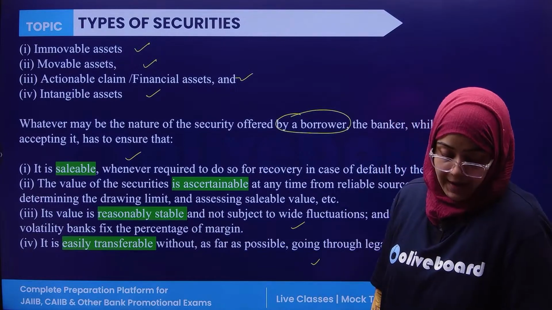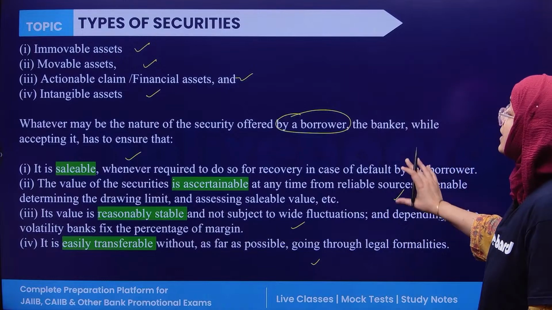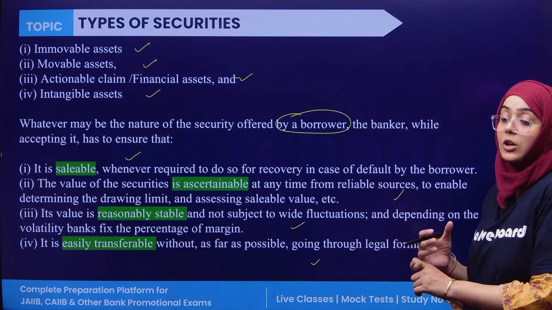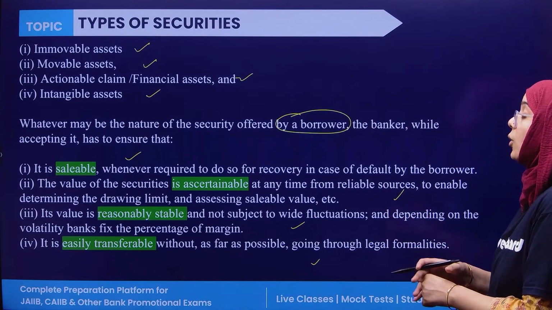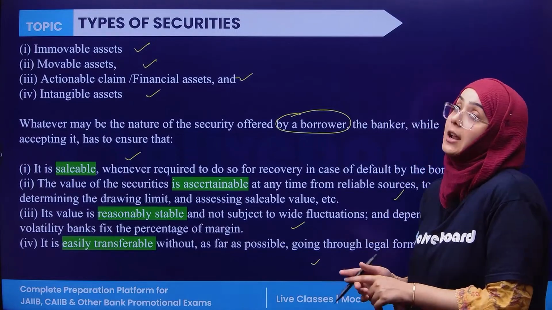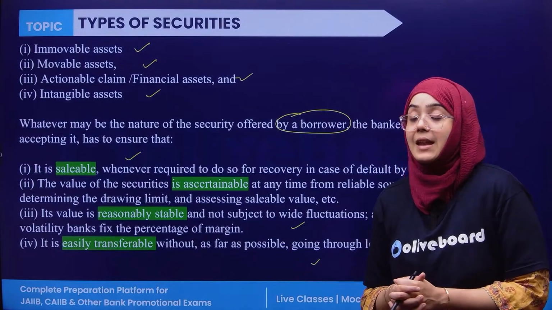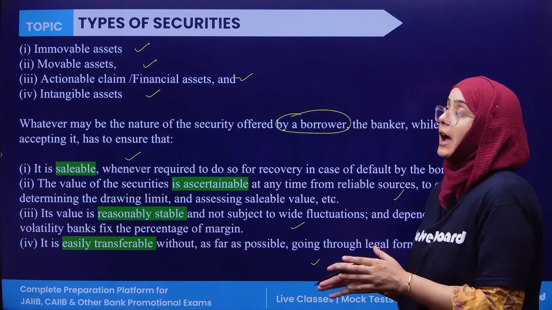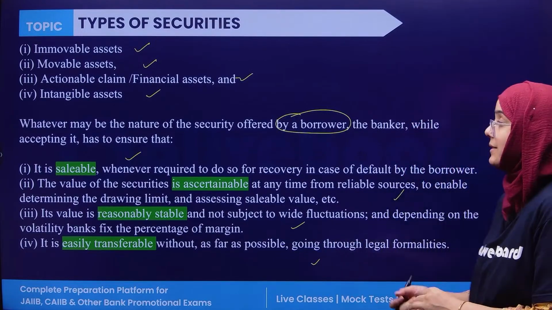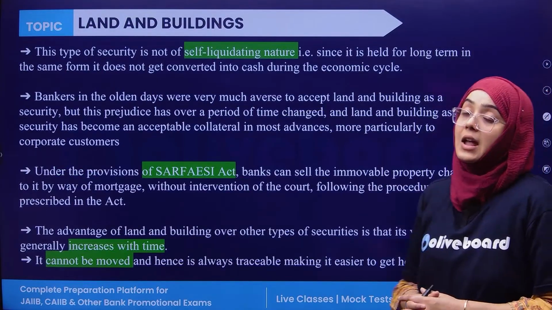So these are the characteristics. You have to learn these characteristics: the security should be saleable, the value of the security should be ascertainable, third, it should be reasonably stable, and fourth, it should be easily transferable without any legal formalities. Clear? Next, if we talk about the next thing, land and building.